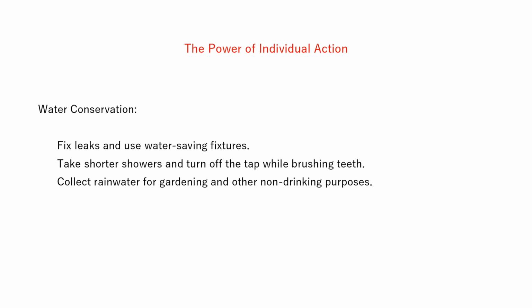Some actions of humans to conserve water. Fix leaks and use water saving fixtures. How much water do you think is wasted through leaks? A dripping faucet can waste gallons of water daily. Leaky toilets can waste up to 200 gallons of water per day.